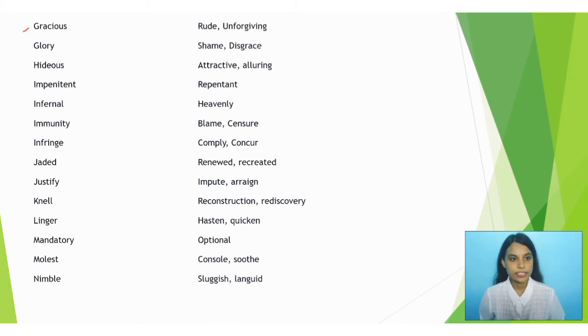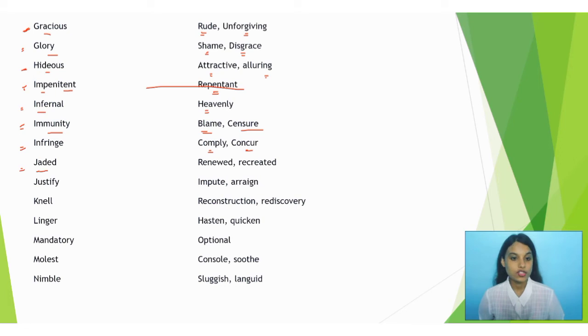The next set of antonyms include gracious, the opposite of which is rude, unforgiving. The next word is glory, the opposite of which is shame or disgrace. Next is hideous, the opposite of which is attractive or alluring. The next word is impenitent, the opposite of which is repentant. Next is infernal, the opposite of which is heavenly. The next word is immunity, the opposite of which is blame or censure. The next word is infringe, the opposite of which is comply or conquer.